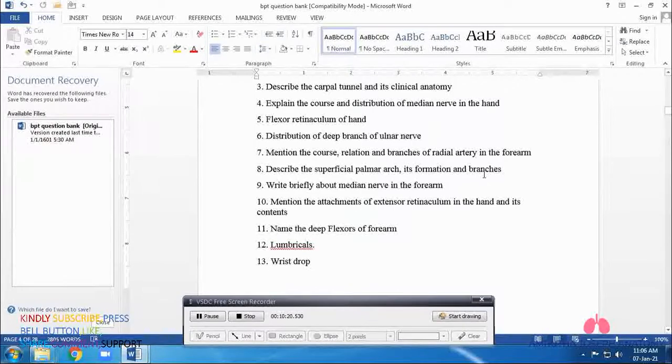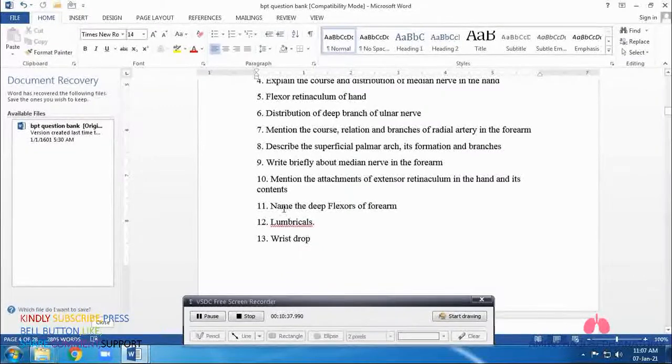Write briefly about median nerve in the forearm. Mention the attachments of extensor retinaculum in the hand and its contents. So here extensor retinaculum is already asked. Name the deep flexors of the forearm. So mention about the deep flexors. They are the pronator quadratus, flexor pollicis longus, flexor digitorum profundus. Lumbricals. Write about the attachments of lumbricals, nerve supply. Wrist drop is again a clinical condition where the radial nerve is affected.